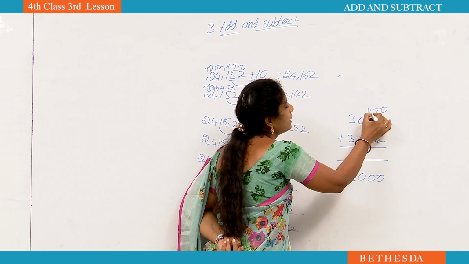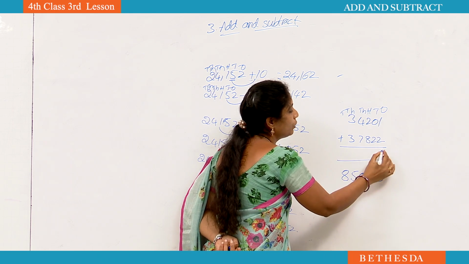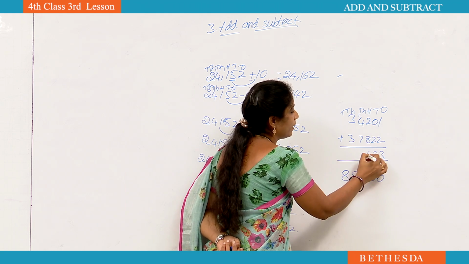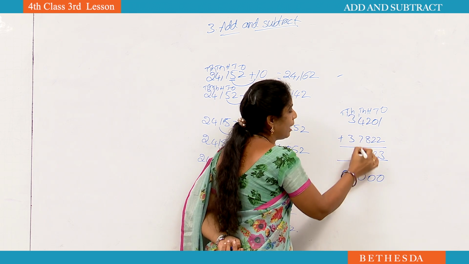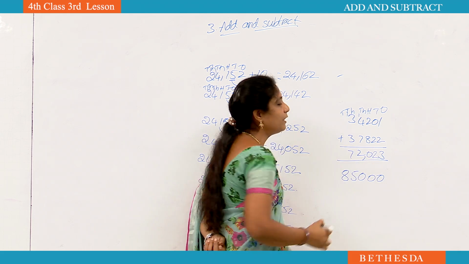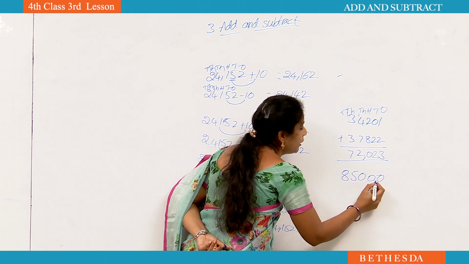This one. Ones, tens, hundreds, thousands, ten thousands. 1 plus 2, 3. 0 plus 2, 2. 2 plus 8, 10. 1 plus 4 plus 1, 5. 5 plus 7, 12. 3 plus 1, 4. 4 plus 3, 7. 72,023 they planted. Now the total is 85,000.